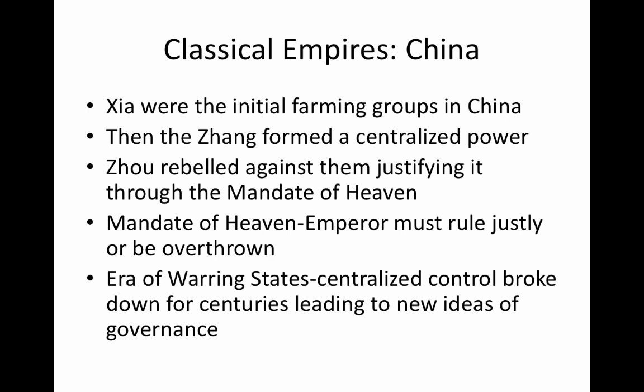And then last off is China. China has numerous different dynasties at this beginning stage. The first one possibly never really existed. They are a mythical dynasty called the Jia. They were the initial farming groups within China.